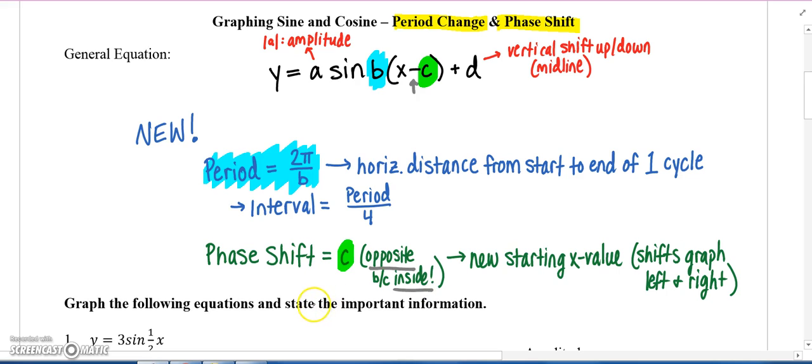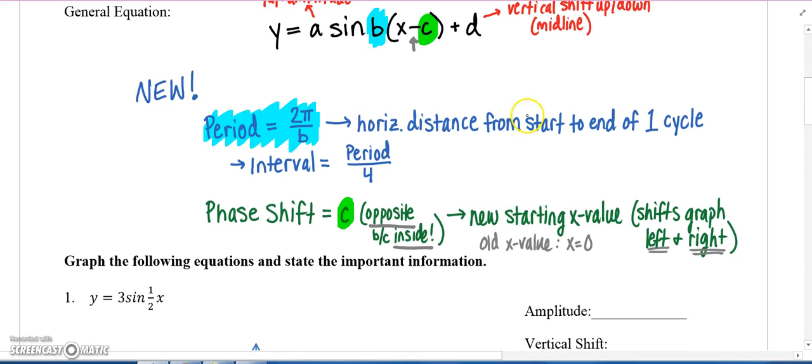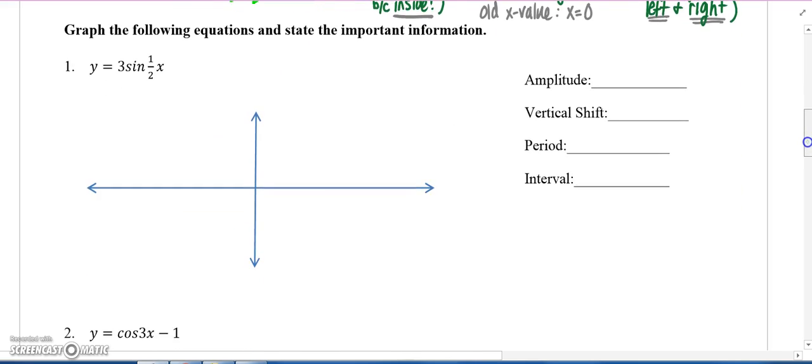The phase shift is a tricky part, because the phase shift is actually going to be our new starting x value. And some people don't realize what even our old starting x value was. So just to let you know, the old x value is x equals 0. We just started at nothing, right, at 0. And that's just kind of at the origin. Well, now we might be shifting that, and that's going to shift our graph left and right. So wherever we decide to start, if it's to the right of 0, we'd shift it right. To the left, we'd shift it left. Alright, we're going to start with some period changes, and then we'll get into phase shifts. Alright, so period changes first.